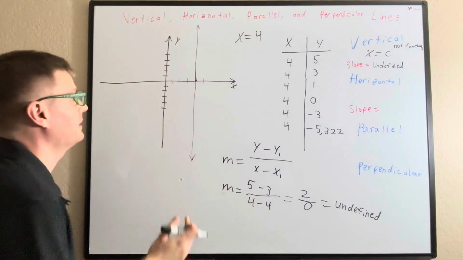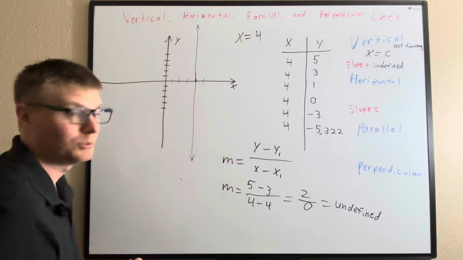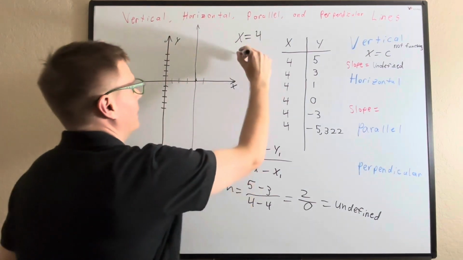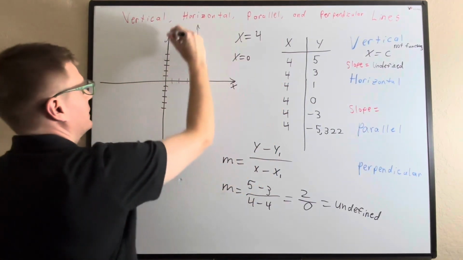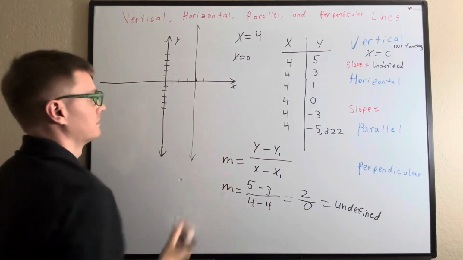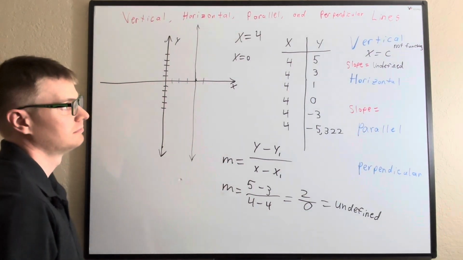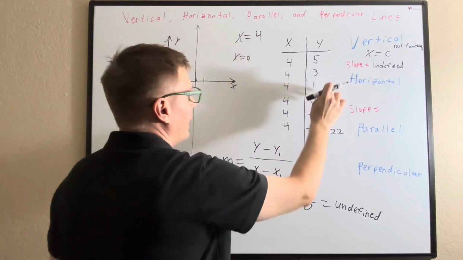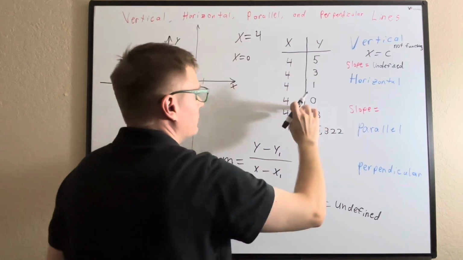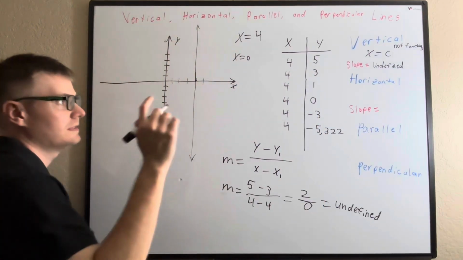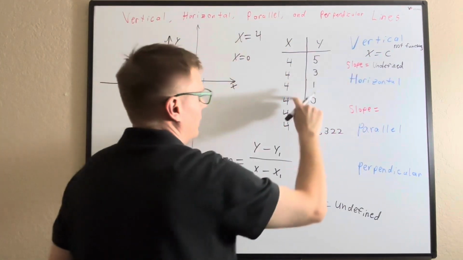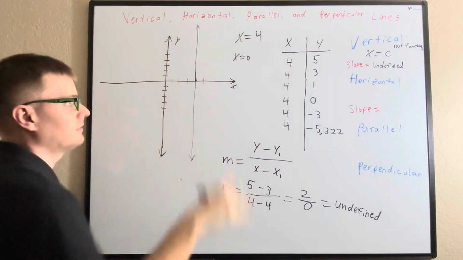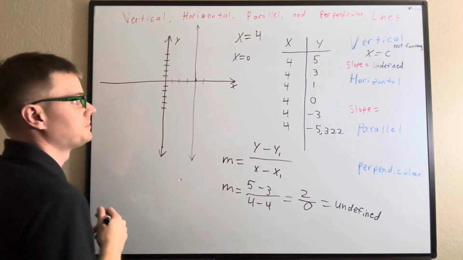Does a vertical line have a y-intercept? Well, there's only one vertical line that has a y-intercept. That would be the y-axis, right? And that would be x equals 0, and that's just the y-axis itself. And no matter what you put in for y, you will always get x equals c. In this case, c is 4. But you could have x equals whatever. It will always be a vertical line.